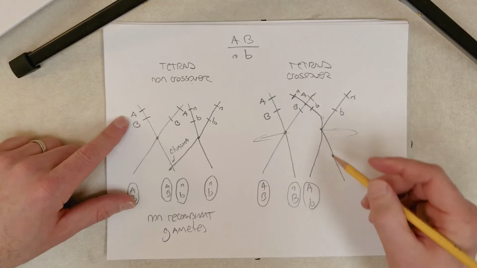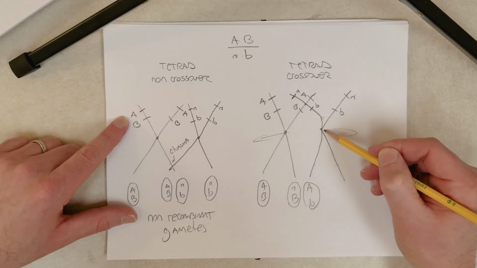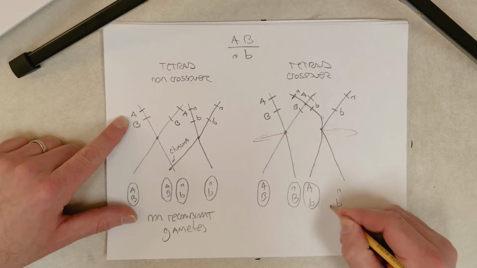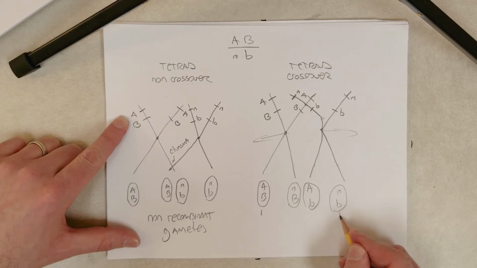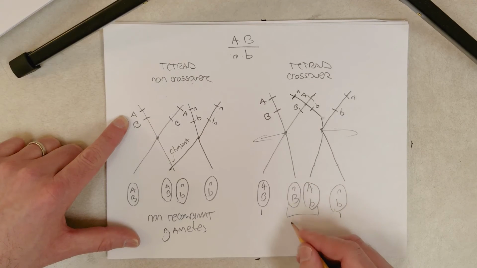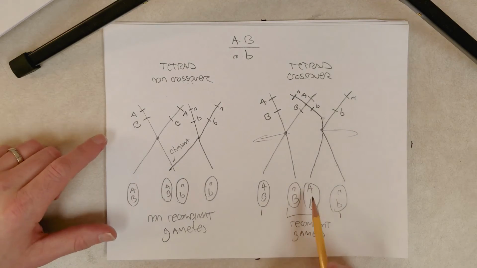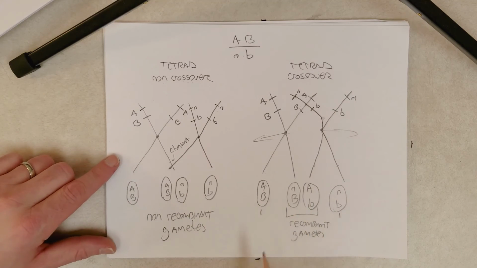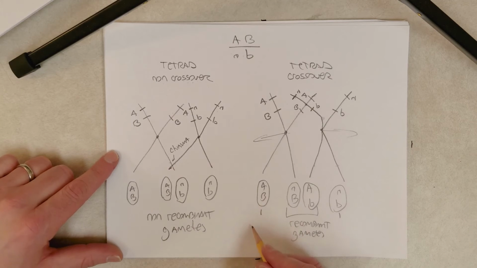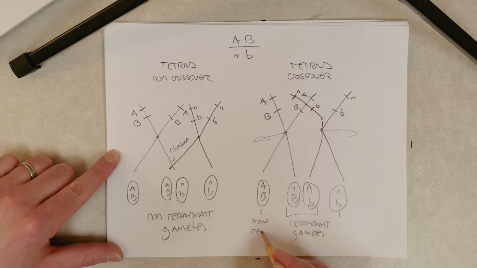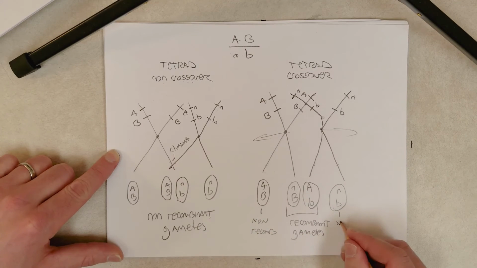Big A, little b. And this one, A, B. Okay, so in this condition here, we have the recombinant gametes formed, where there's been an exchange of alleles between the chromosomes. Now here we have a non-recombinant, and here we have a non-recombinant.